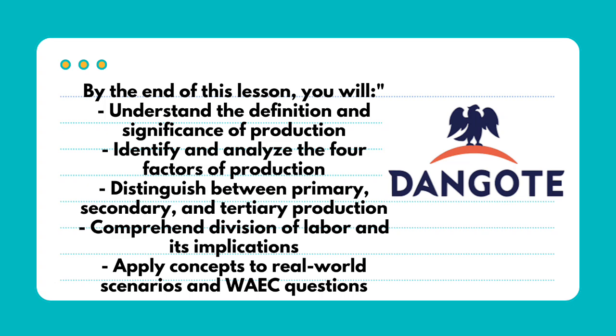Let us start with our lesson objective. By the end of this comprehensive lesson, you will, number one, grasp the definition of production and its significance in economics. Number two, identify, explain, and analyze the four factors of production and their interrelationship. Number three, distinguish between primary, secondary, and tertiary production, understanding their roles in the economic chain. Number four, comprehend the concept of division of labor, its types, advantages, and potential drawbacks. Number five, apply this concept to real world scenarios and past questions.